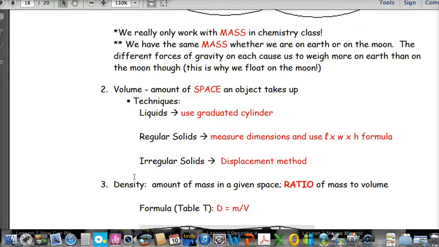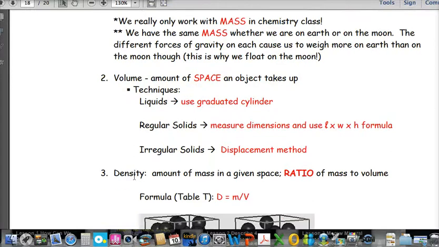If I wanted to measure the volume of an irregular solid, like for example a rock, I cannot use length times width times height because it's not a regularly shaped object. It's irregular. So I'd have to use the displacement method. You probably already know how to do that.